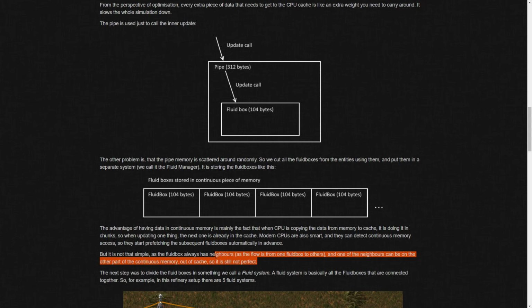The fact that all the fluid boxes are contiguous in memory is nice, but it doesn't necessarily mean that adjacent pipes are in the same block of memory. That's the next step here. Okay, that makes a bit more sense.